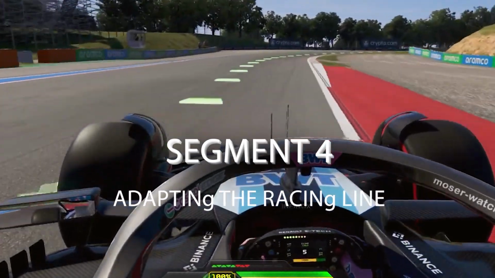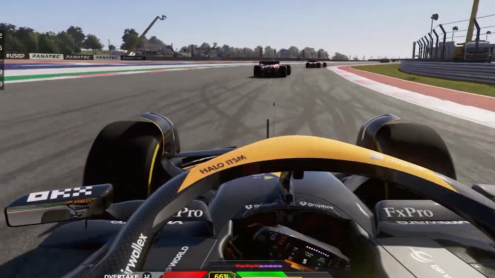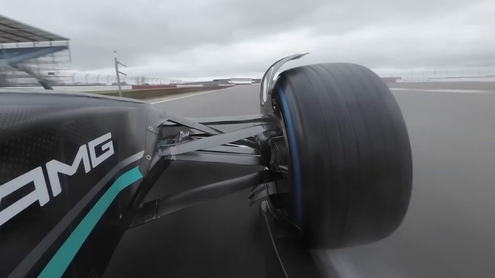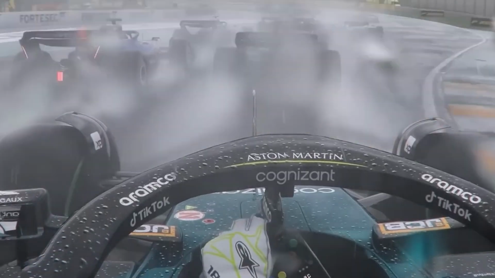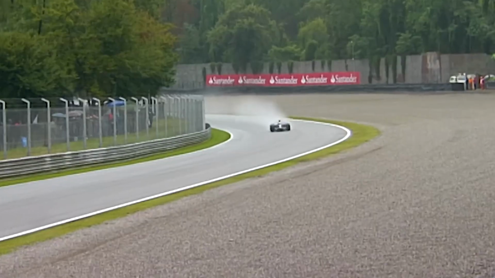Segment 4. Adapting the racing line. In motorsport, the optimal racing line isn't a one-size-fits-all solution. Drivers must adapt their lines based on a multitude of factors, including weather conditions, track surface, tire performance, and strategic race situations. Let's explore how these elements influence the choice of racing line. 1. Wet conditions. Navigating the rain line.